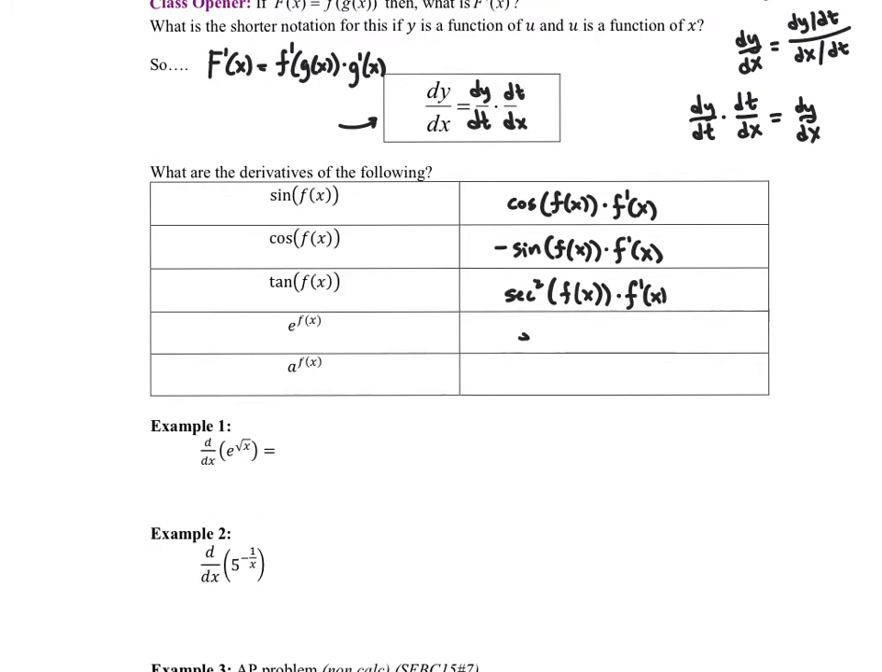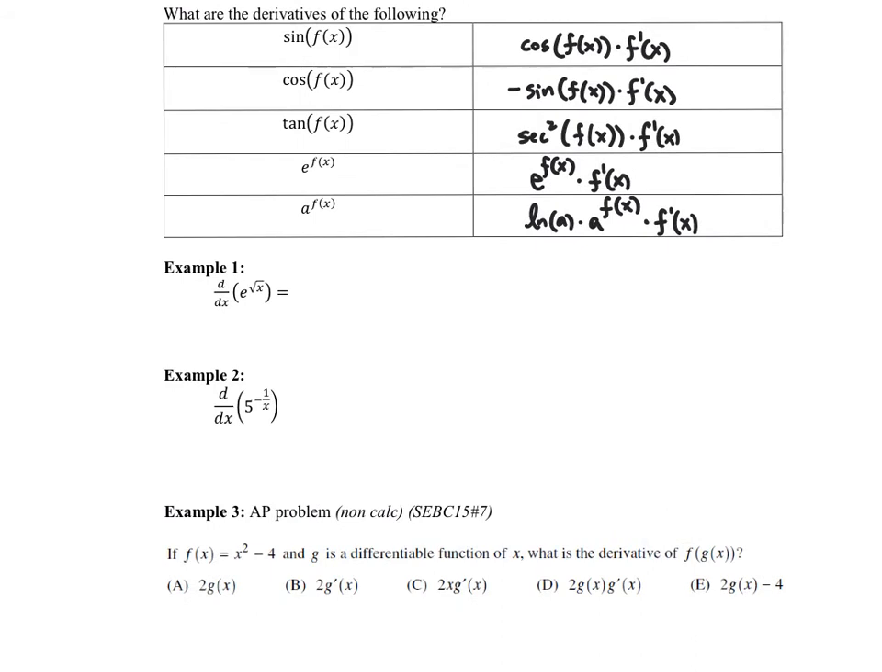E to the f of x, well, that'll stay the same, and then we'll multiply by the derivative of the inner function. A to the f of x, well, the derivative of a to the x is ln of a times a to the x. In this case, that'll be ln of a times a to the f of x times the derivative of the inner function. Little chain rule work there. Let's look at a couple more examples.